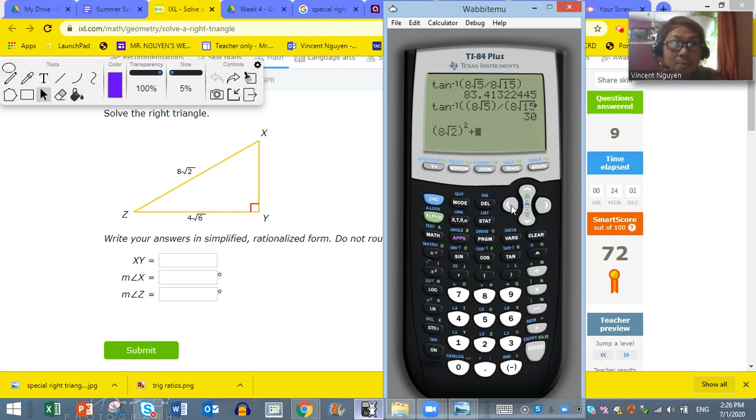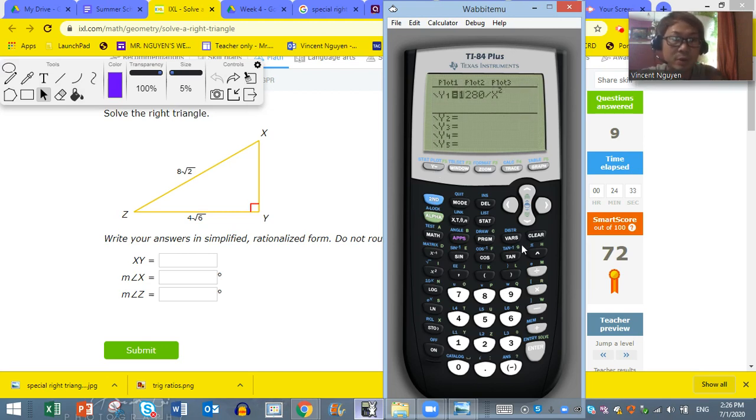Oh, I'm not adding, I'm subtracting because I'm looking for the leg, okay? Subtracting 4 square root of 6. Oh, I didn't put that in parentheses. I got to put the 4 root 6 in its own parentheses as well. So 4 and then square root of 6. Get out of the radical and then square. Okay, so that's how you find the leg. And then, of course, you have to take the square root after that. So square root of 32.